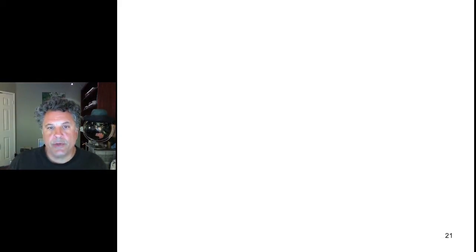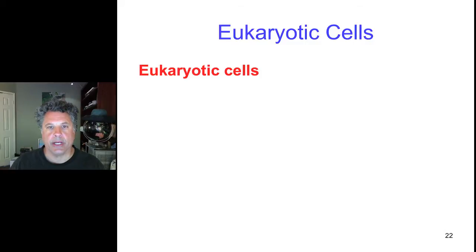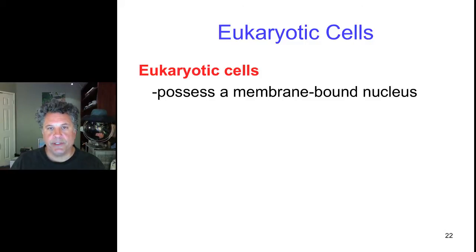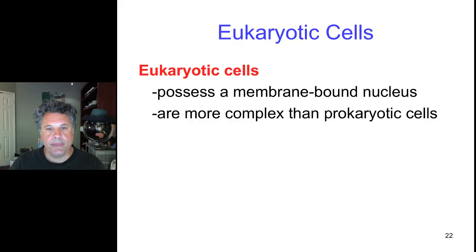Now let's tackle eukaryotic cell structure. So let's look at the eukaryotes and the differences between the eukaryotic cell and the prokaryotic cell. So some major features of eukaryotic cells are that they possess a membrane-bound nucleus. This is a double lipid bilayer. That is, it's a double membrane, double phospholipid bilayer. They are more complex in the sense that they have many more compartments in their cytoplasm than prokaryotic cells have.